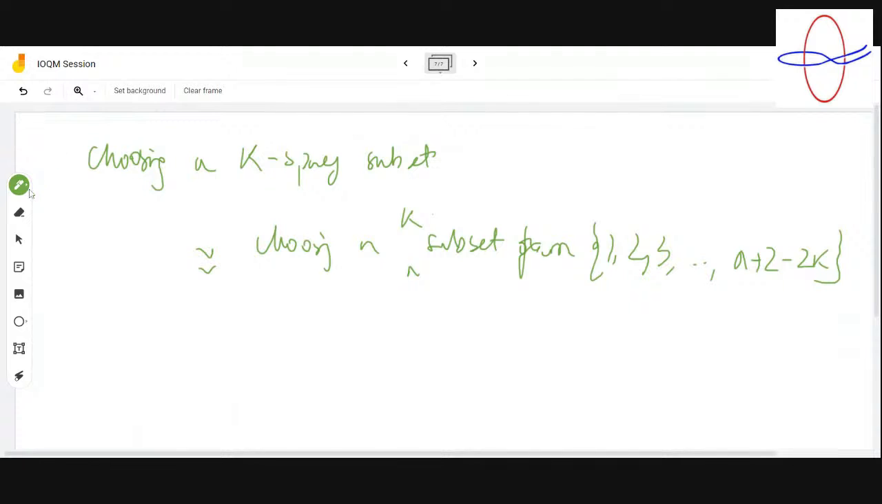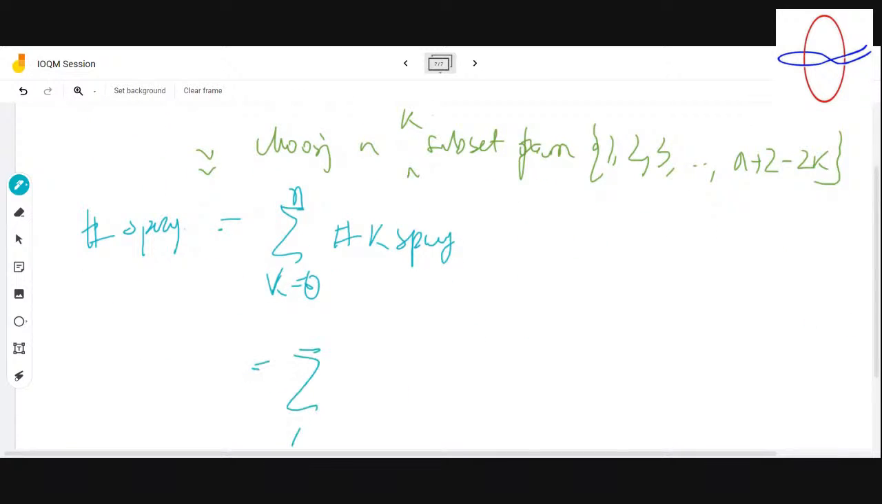Very beautiful. So what's next? The number of spacey subsets is equal to the sum over k from 0 to n of the number of k-spacey subsets. Therefore it's the summation over k from 0 to n of n plus 2 minus 2k choose k. That's it, simple stuff. Or is it true? It should be k up to n by 2, I guess. Yes.